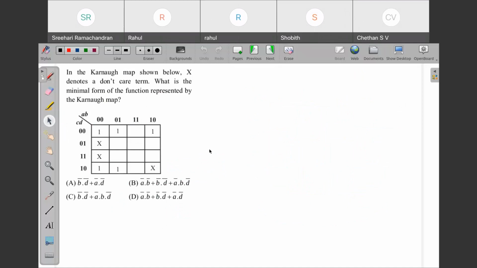Okay. So the first question that we have over here is this question. In the K map shown below, X denotes a don't care term. What is the minimum form of function represented by the K map? So quickly tell me what will be the answer. What will be the answer?